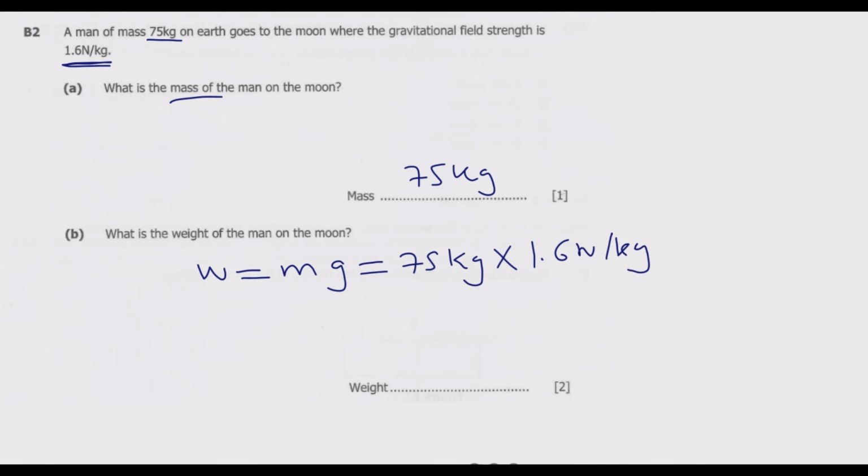Then if you multiply, you know that this kg and this kg cancel. Then 75 multiplied by 1.6 will end up with 120 Newton. So 120 Newton is basically the answer. Let us move to question C.